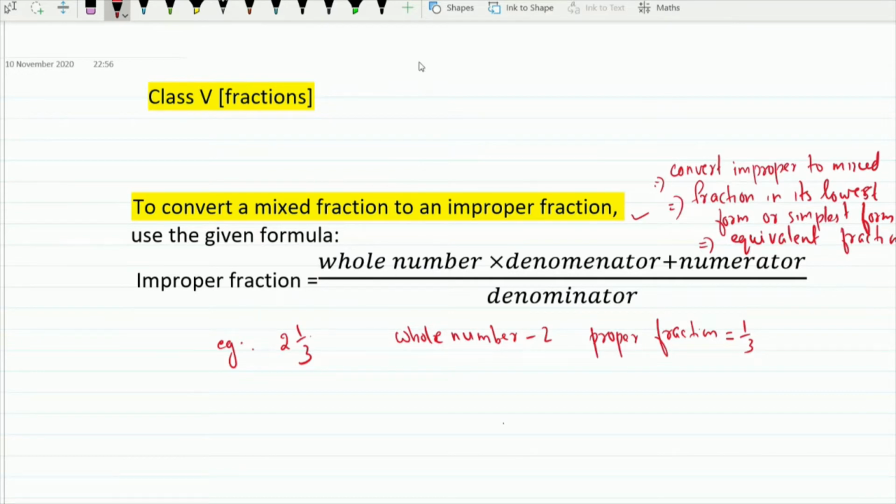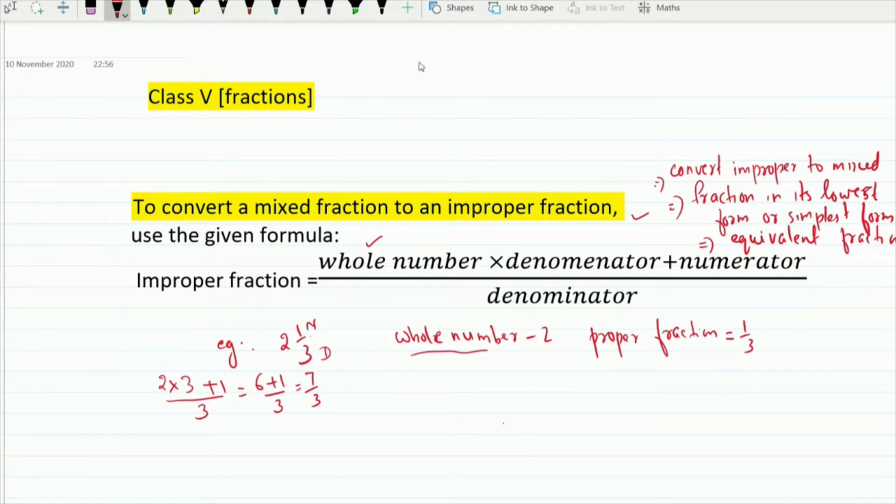For converting 2 1/3 into improper fraction, we can take the formula. First whole number, that is 2, into denominator, this is denominator and this one is numerator, into denominator, that is 3, plus numerator 1 by denominator 3. 2 3s are 6 plus 1/3, that's equal to 7/3.